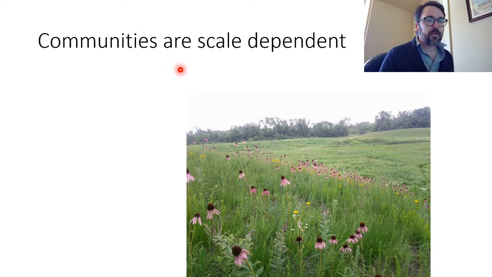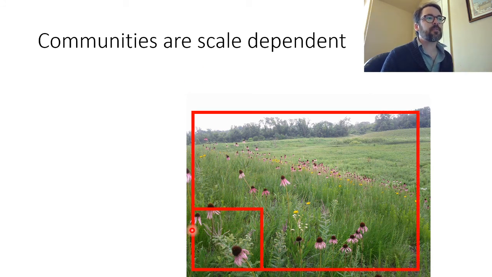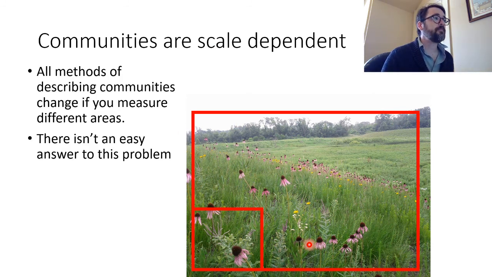Another problem with communities, which we're going to address in the lab this week, is the fact that they're scale dependent, right? So if we imagine we went and we dropped a quadrat, like we're going to do in lab, that was this big out here, well, we would only find 5 or 6 species inside of this area. Versus if we dropped a quadrat that was this big, we might find closer to 100 species in this picture, right? So the problem then is that any of those methods of describing communities change if you measure different sizes of area.